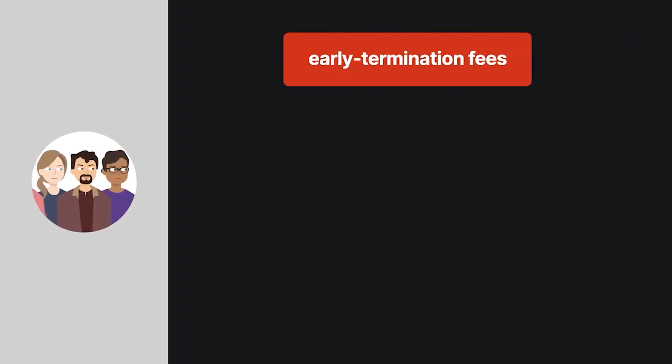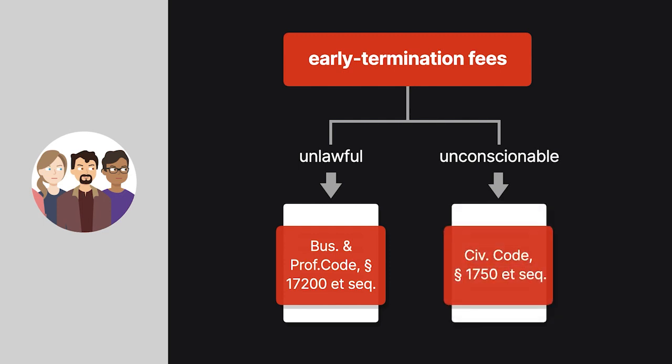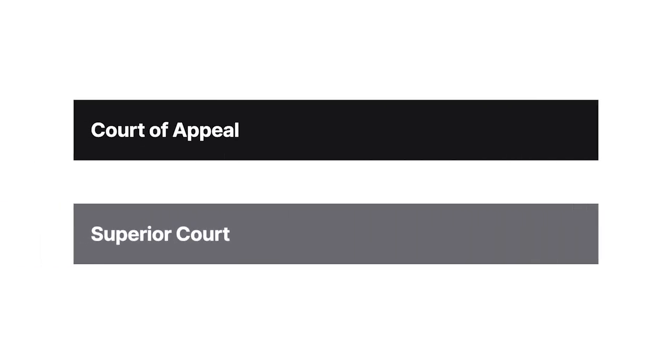Specifically, they argued that the early termination fees were unlawful under California's unfair competition law and unconscionable under the Consumer Legal Remedies Act. In response, T-Mobile moved to compel arbitration. The court denied the motion. The court concluded that the arbitration clause, though there wasn't a strong indication of procedural unconscionability, was substantively unconscionable because it prohibited class actions, which was against public policy. T-Mobile appealed to the California Court of Appeal.